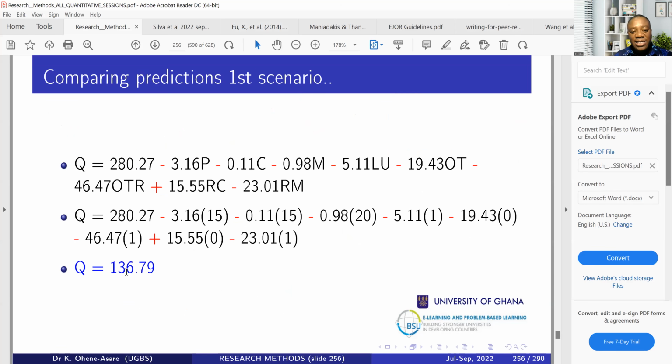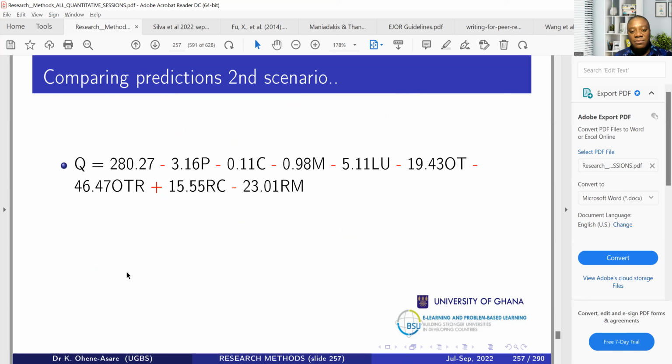Now, the second scenario. The second scenario, nothing changes. I'm just going to go through that. We are told that the price is the same thing. Remember the price, the complement price, and the income are still going to be 15, 15, 20. Now, in this second scenario, location urban, let me just make it quick.